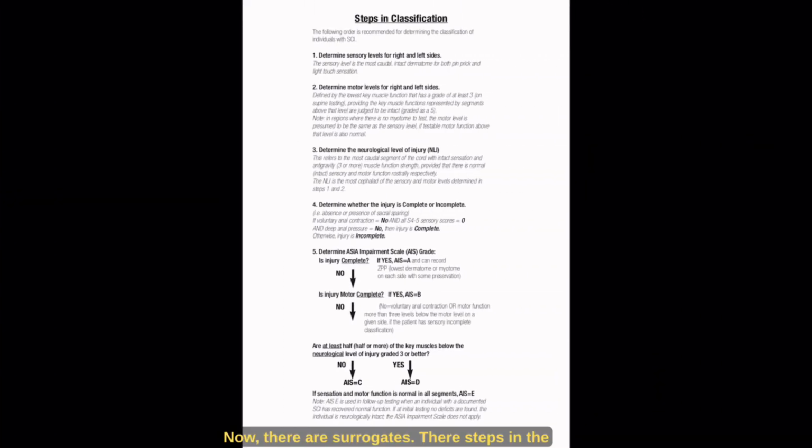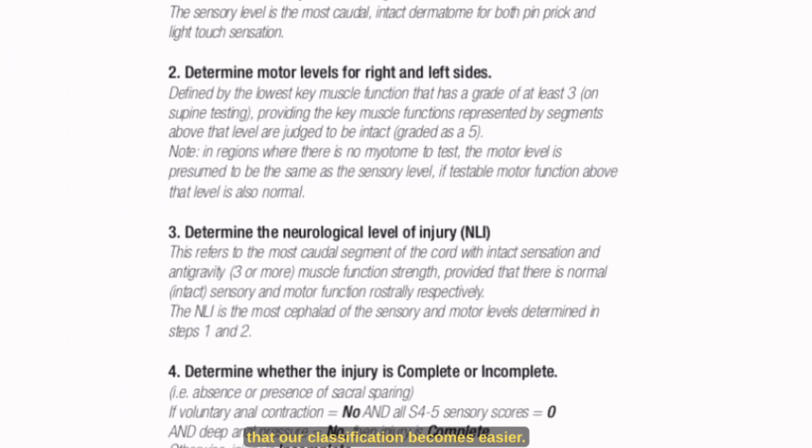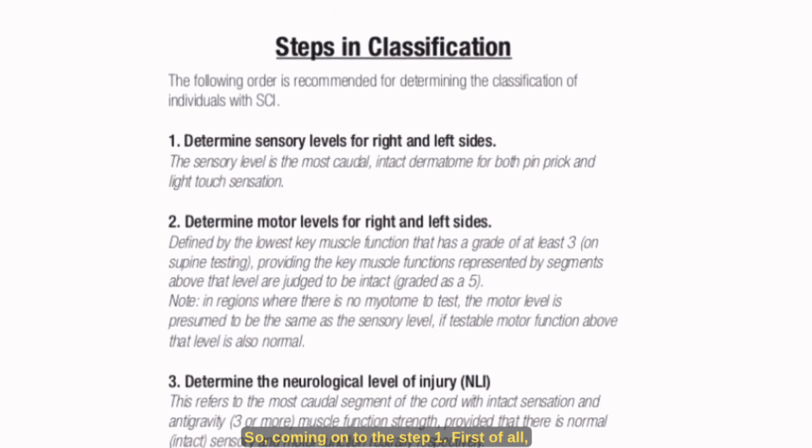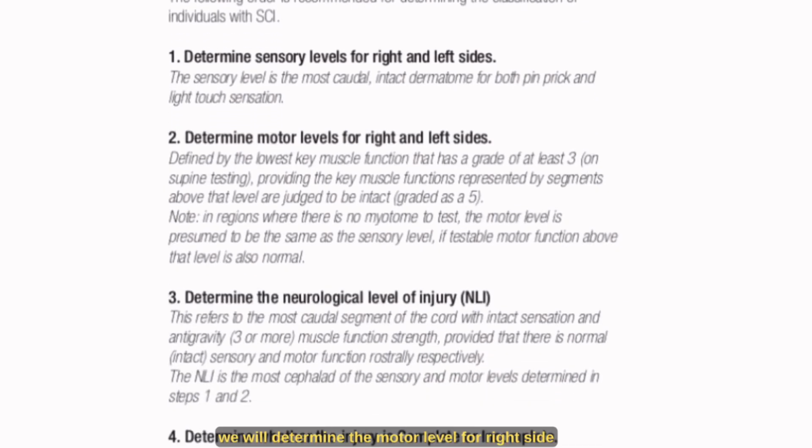Now there are certain steps in the classification and we'll go through that so that our classification becomes easier. So coming on to step 1. First of all, we will determine the sensory level for the right side and the left side, which is the most caudal intact dermatome for pinprick and light touch both. Now we will determine the motor level for right side and left side both, which is defined by the lowest key muscle function that has a grade of at least 3.